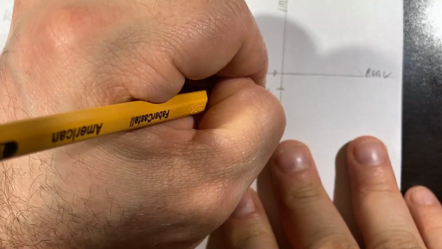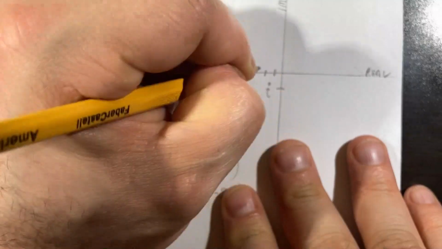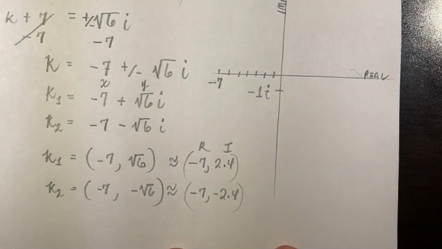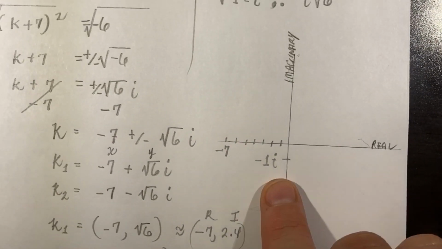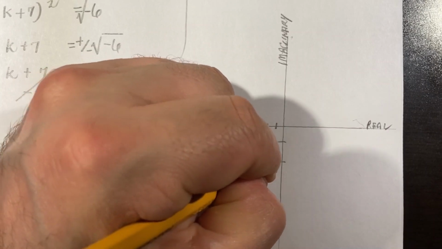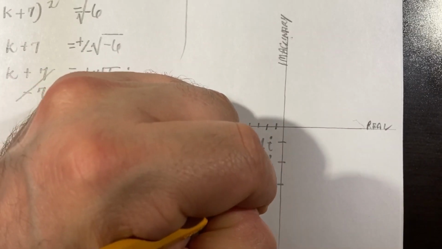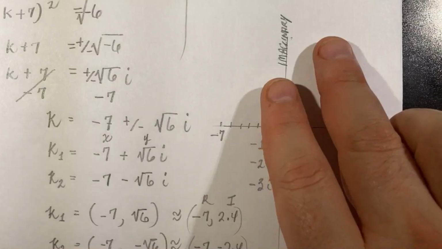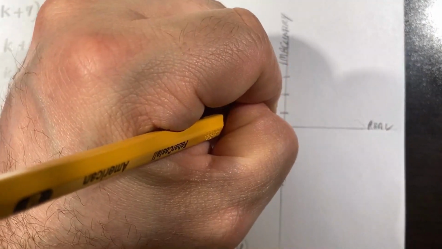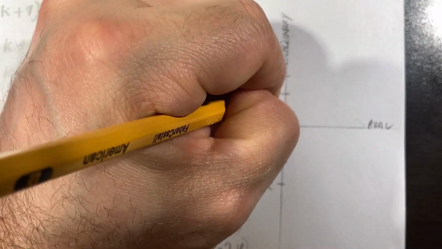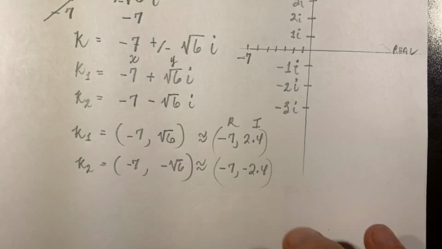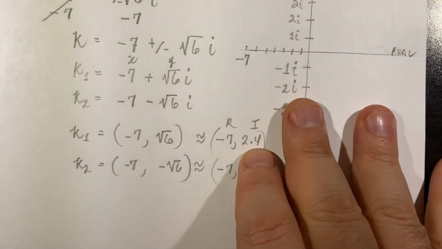And by the way, when you have these on the imaginary plane, it's just the same thing as the real number plane, but you put an i after it. So this is like negative 1i, negative 2i, negative 3i. Okay. And it goes up the same way: 1i, 2i, 3i. It's pretty easy.